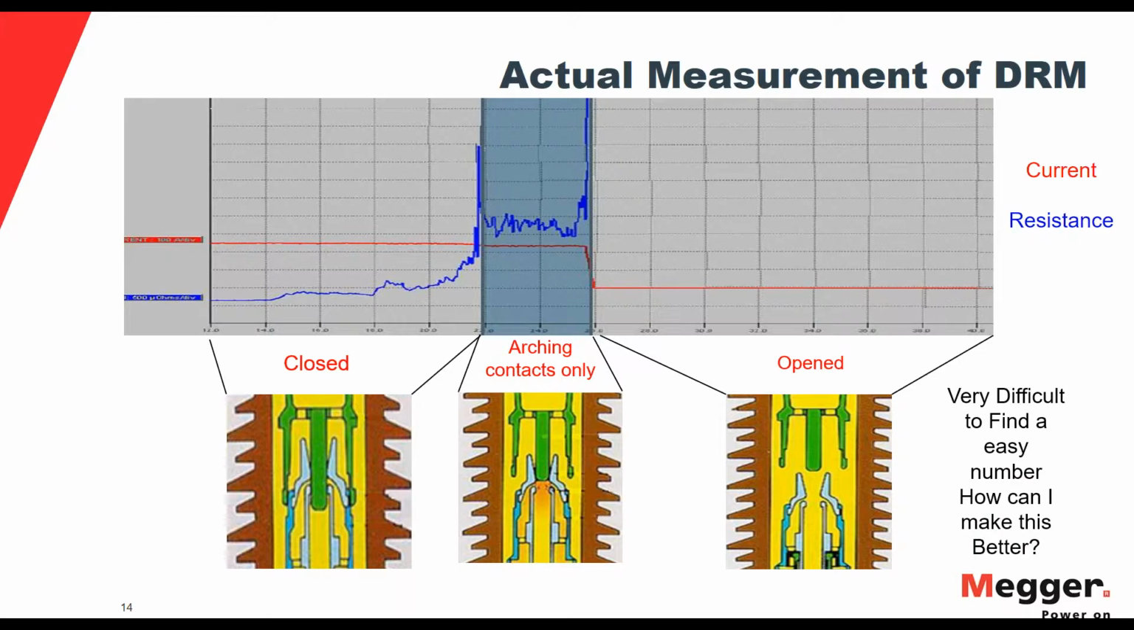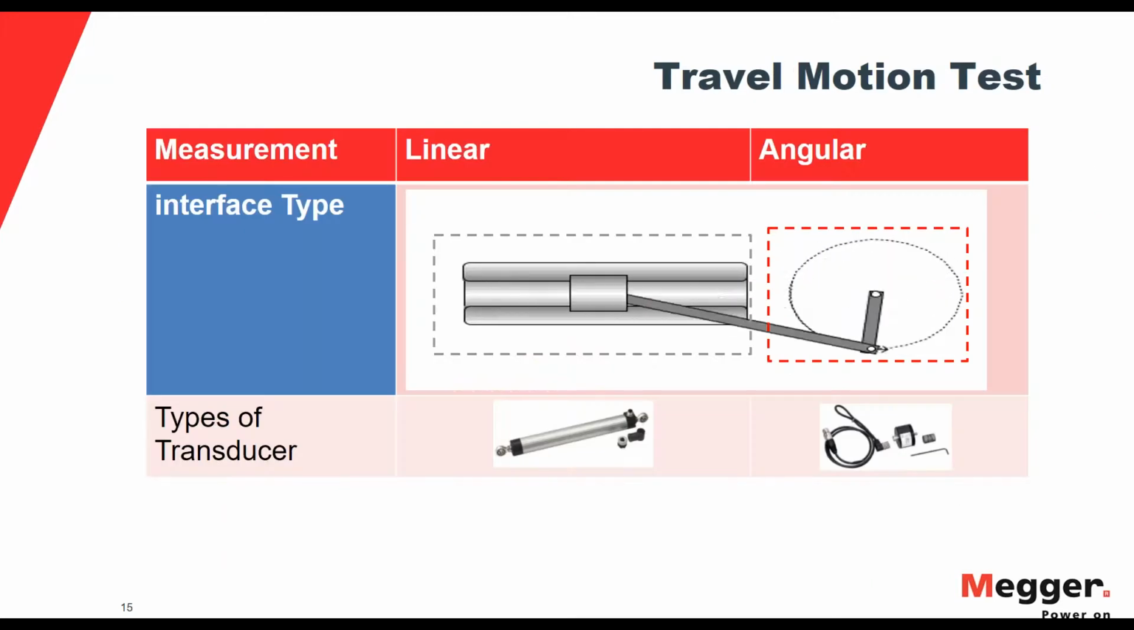Like in the SRM or the static resistance measurement, I can get a number because nothing is moving, no movement, no going up and down or bouncing or anything. So how can I make this measurement better? How can I have useful information from this measurement? In order to do that, you need first to go through, or in addition to this test, do what we call a travel motion test.